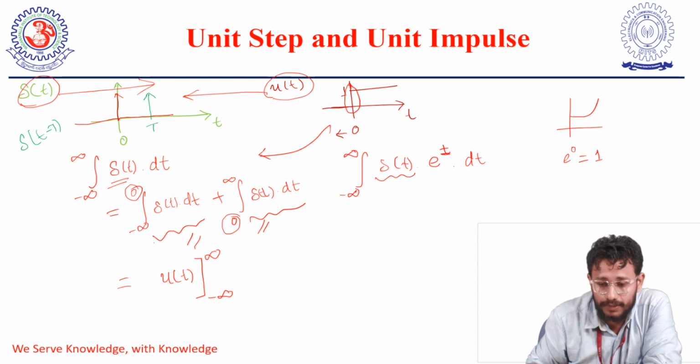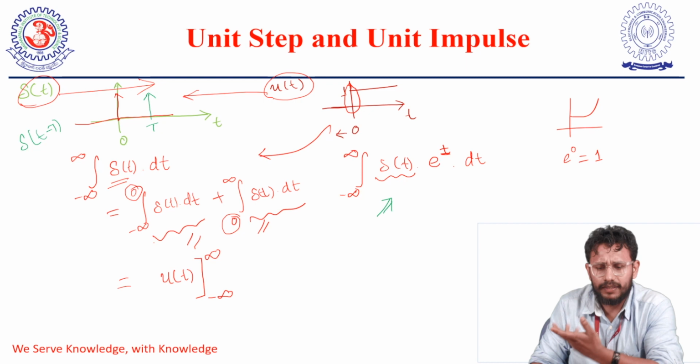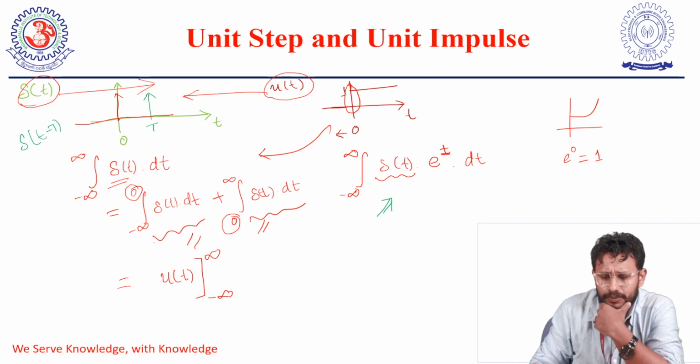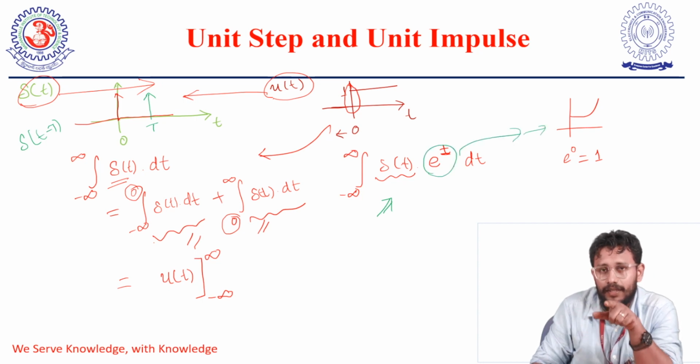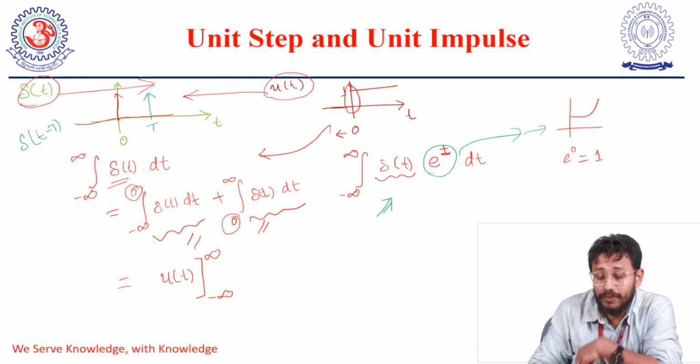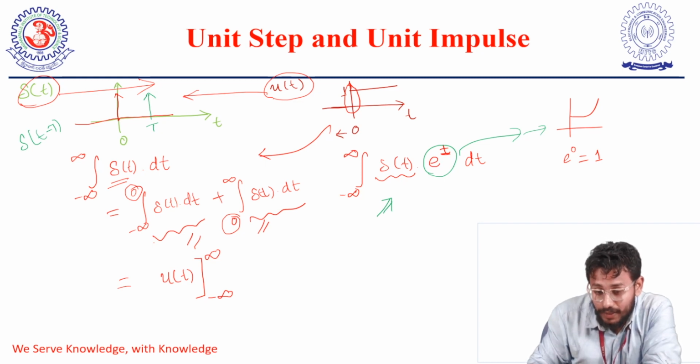I hope this makes sense. Now, observe this particular function here. If I'm multiplying the impulse input with a certain exponential function of t, e to the t, this has all sorts of shape here. It is existent for every value of t. However, our impulse exists only for time t equals 0.